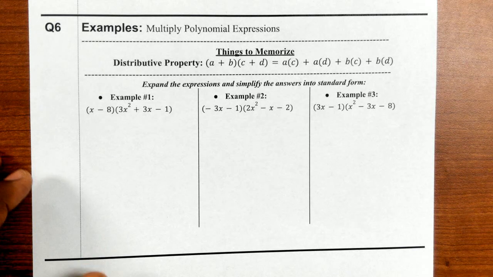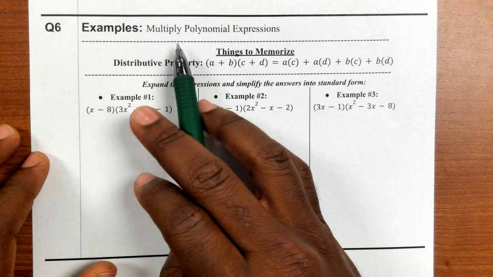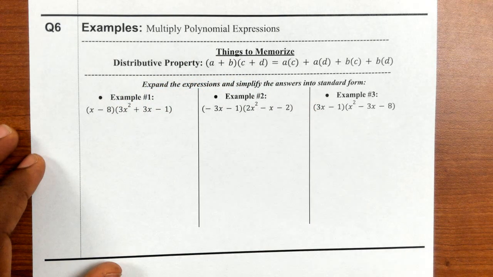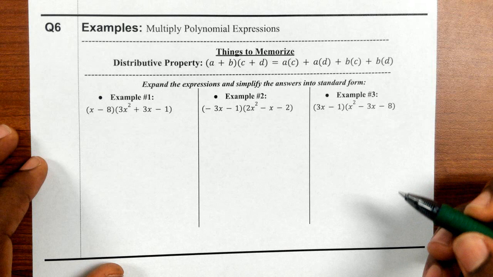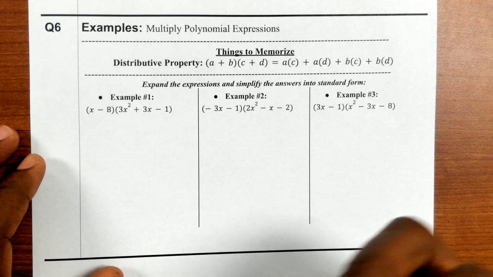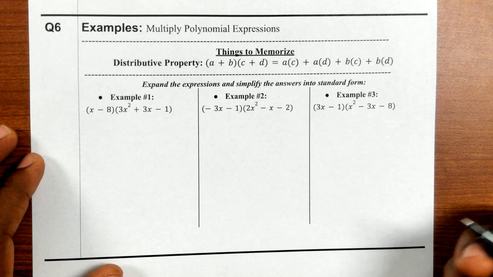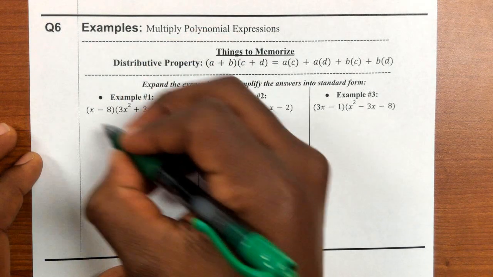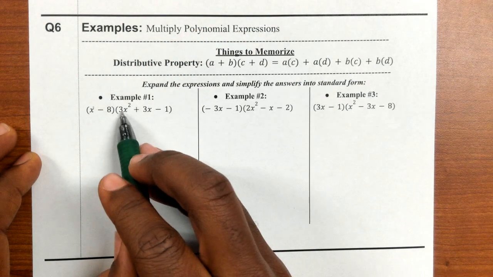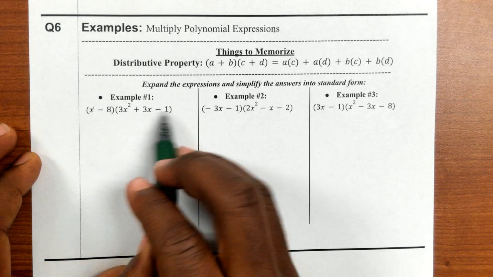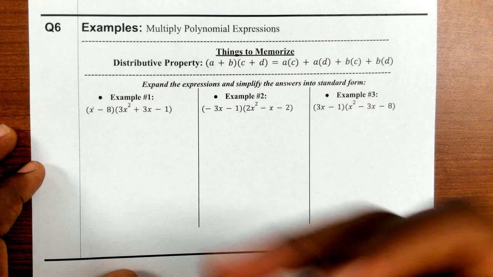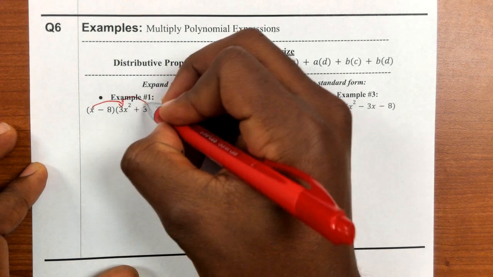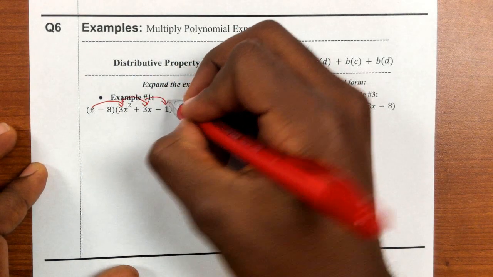Unit 7, question number 6. Question number 6 wants us to multiply polynomial expressions. When you're multiplying a polynomial, we're going to be utilizing something called distribution or foiling, okay? So I'm going to multiply this x by each of the terms in my second parentheses. So again, I'm going to multiply x by 3x squared, by 3x, and by -1.